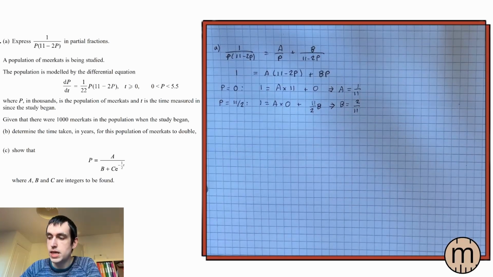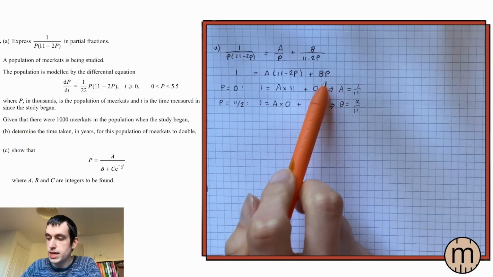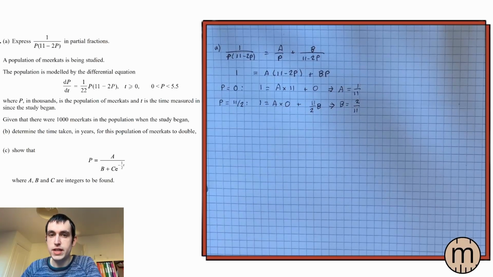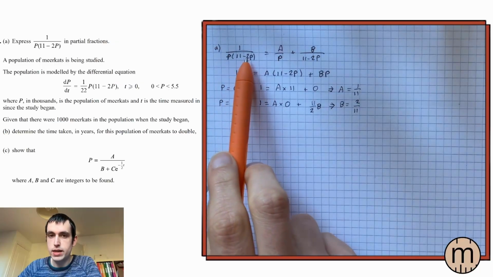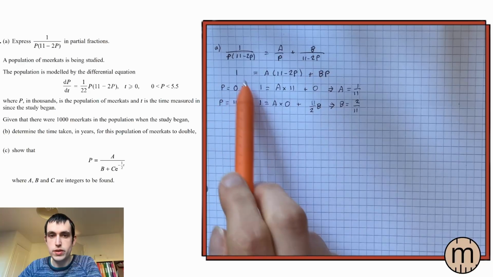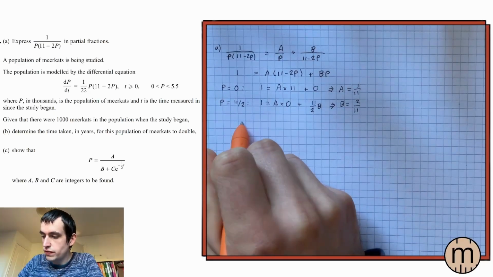The reason that I use these two values is because straight away it cancelled out the a and the b, and it gave us the other letter. The values to think about are always when the denominators are equal to 0, and that should give you these good key values to try. So let's just finish off the question then.